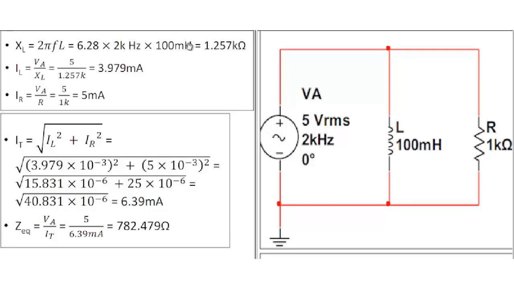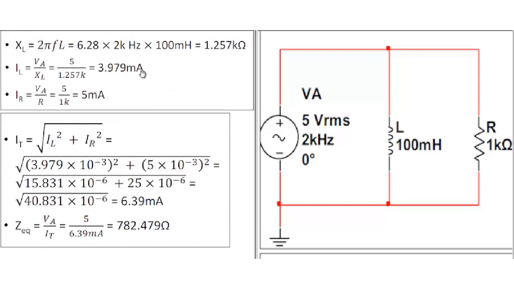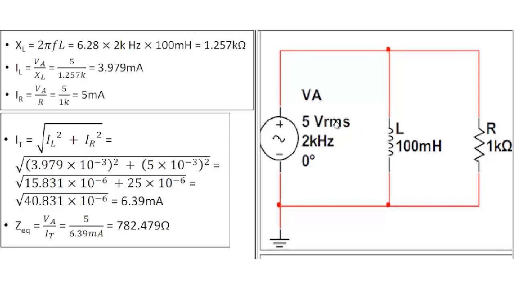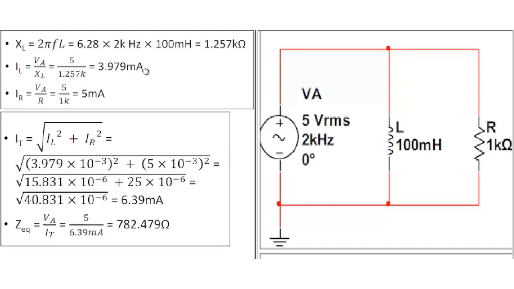Now, why do you need to do that? Well, you then divide that ohmic value into the 5 volts RMS, and you get 3.979 milliamps, and there should be RMS here. I got this out of a book, and they didn't exactly put the RMS here, but if it was in peak voltages, then this would be 3.979 milliamps peak, or if this was in peak to peak, it would be 3.979 milliamps peak to peak. But because this is RMS, the value is 3.979 milliamps RMS.